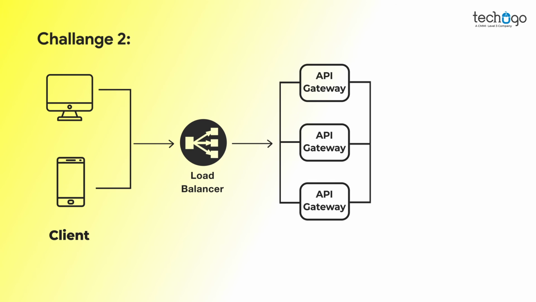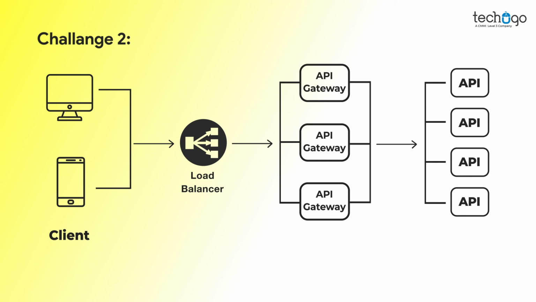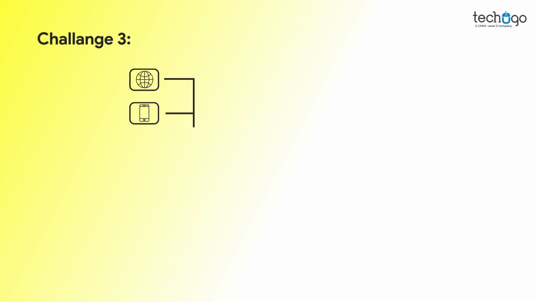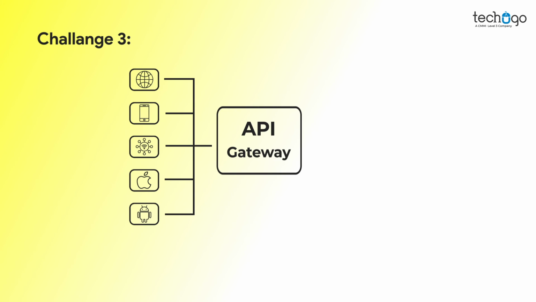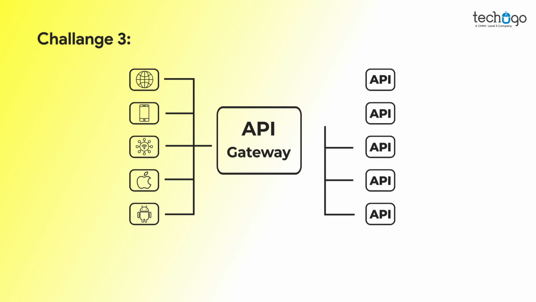But you can solve this problem by setting up multiple API gateways and having a load balancer. So if any of your API gateways goes down, the load balancer redirects your request to another API gateway. Challenge 3 is you may have different kinds of clients like web, mobile, IoT devices, iOS, Android, and so on. Each kind of front end needs a different kind of configuration. But if you do all these configurations with a single API gateway, it will become too complicated. To solve this problem, you can set up a dedicated API gateway for each type of client.